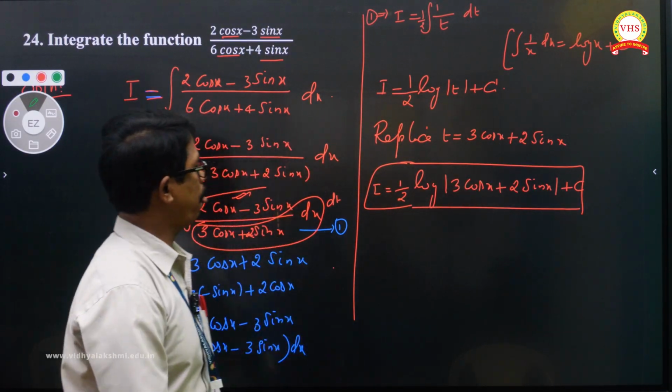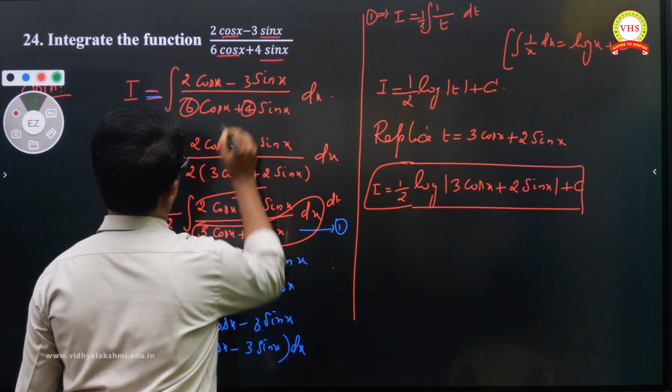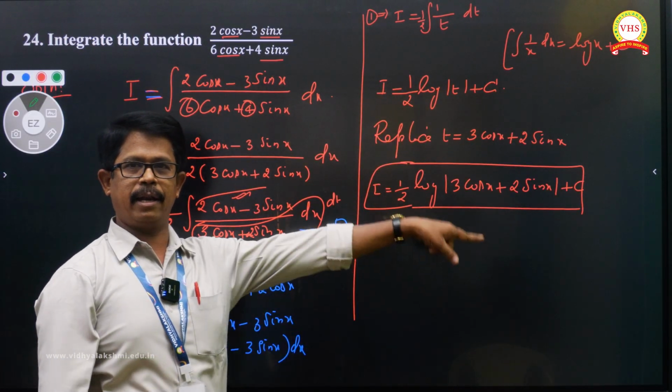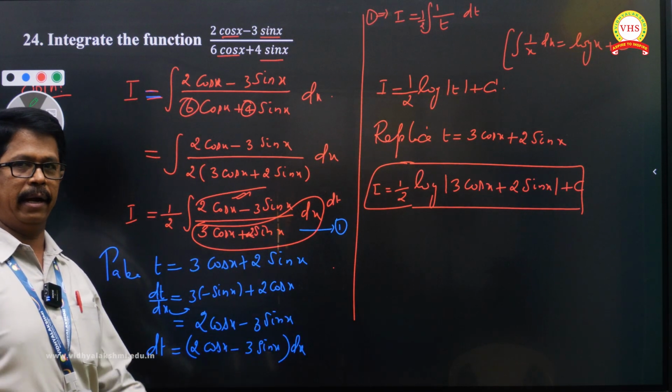Are you okay now? Any doubt? So be alert, in such a case you have to take some constant outside from the denominator. Automatically you are going to adjust some alternate variable. Are you okay? Shall we move on?